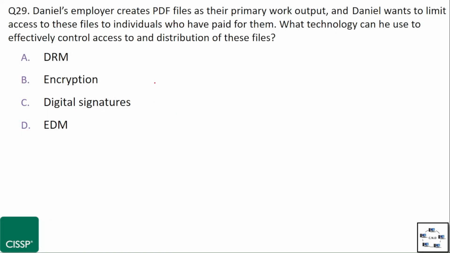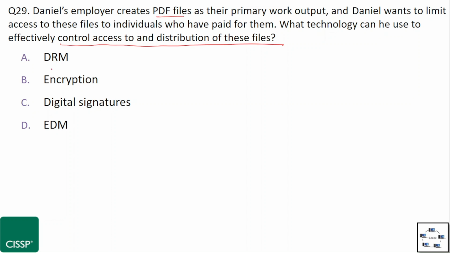Question number 29. Daniel's employer creates PDF files as their primary work output, and Daniel wants to limit access to these files to individuals who have paid for them. What technology can he use to effectively control access to and distribution of these files? So we are talking about digital PDF files and their access rights.